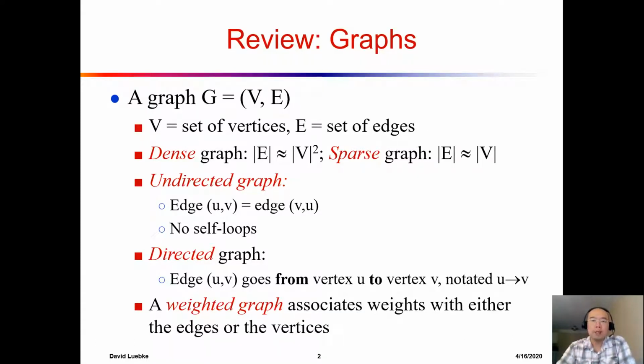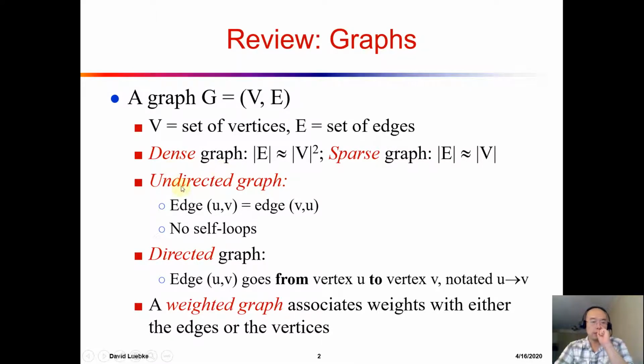Depending on how many edges we have, there are two different types of graphs, the dense graph and the sparse graph. For the dense graph, the total number of edges is roughly the number of vertices squared. This means if we randomly pick two vertices or two nodes, it is very likely that there is one edge between them, right?